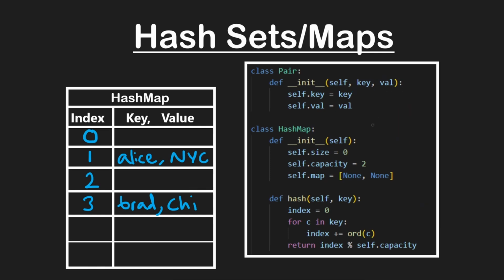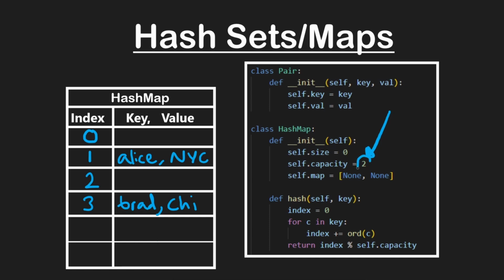So initializing our hash map, this is Python, but of course you could implement this with any language. The logic will be pretty similar. We're going to initialize the size of the hash map. The size is the actual number of keys in our hash map. Initially, that's going to be set to 0. We're also going to initialize the capacity. I'm arbitrarily setting this to 2, but it could be any number.